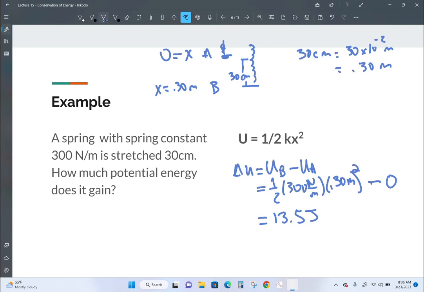If I double X, so that I stretch it 0.60 meters, the elastic energy is proportional to X squared. So if I double it, right, then UE is going to be 4 times bigger. So it would be 4 times that. If I triple it, it'll be 9 times that. If I quadruple it, it'll be 16 times bigger than 13.5.